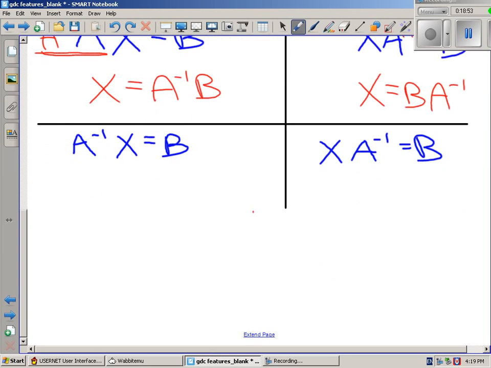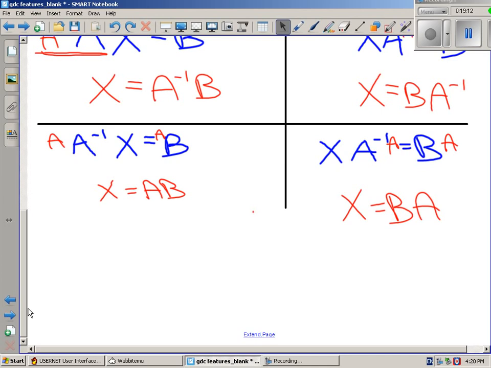On the next one, A inverse times X equals B. I need to pre-multiply both sides by A, so I get X equals AB. And the last one, X times the inverse of A. I need to post-multiply both sides by A, and I get X as BA. So just be careful about the order.